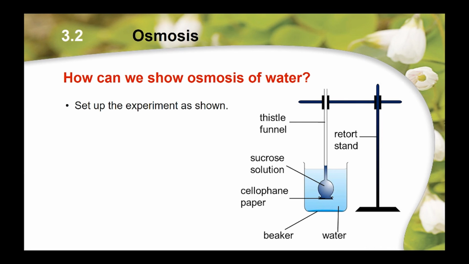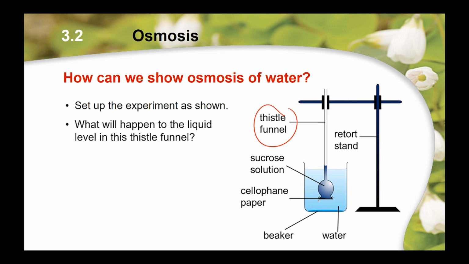So let's take a look at this example and see how it applies to what we know about osmosis. Over here, I have this entire structure that I call a thistle funnel. If you look at a thistle funnel, you realize that it has a long tube followed by a circular bottom over here. Okay, so this is how the funnel looks. And over here, I put in a cellophane paper. Now, the cellophane paper is actually a partially permeable membrane.